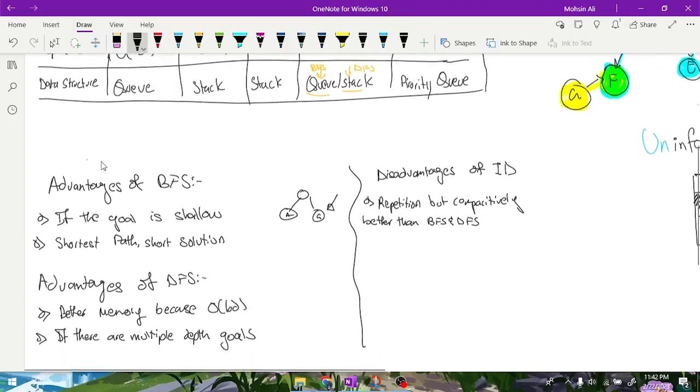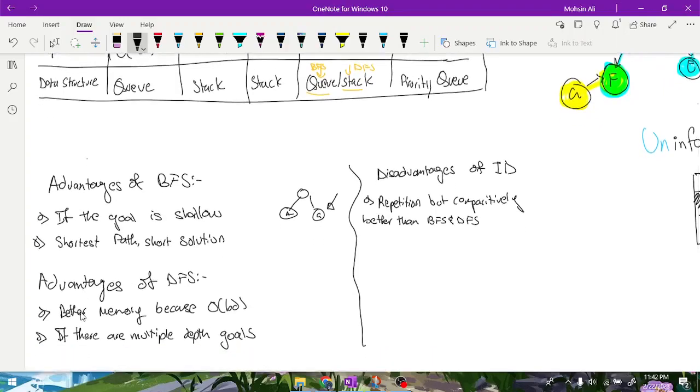The advantages of DFS is that it's better on memory because of the space complexity, and if there are multiple goals on the depth. So what I mean by that is, let's say if I have one goal over here, another one over here, another one at another depth, then DFS could also be very beneficial. The disadvantage of iterative deepening is, as I discussed, there is a lot of repetition, but comparatively it performs better than BFS and DFS.